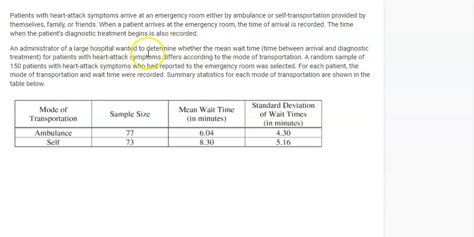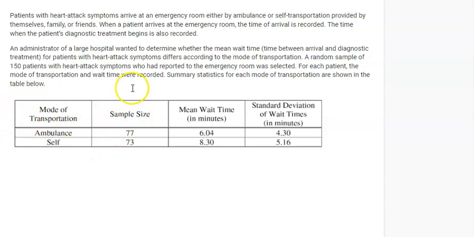When a patient arrives, the time of arrival is recorded, and the time the patient's first diagnostic treatment begins is also recorded. An administrator at a large hospital wants to determine whether or not the mean time for patients with heart attack symptoms differs according to the mode of transportation. A random sample of 150 patients with heart attack symptoms who had reported to the emergency room was selected. For each patient, the mode of transportation and wait time was recorded. Summary statistics for each mode of transportation are shown in the table below.